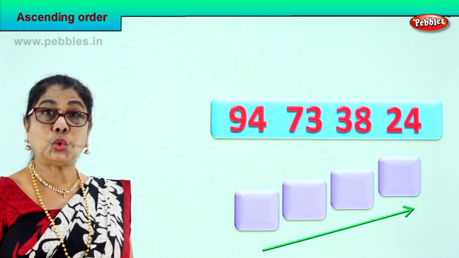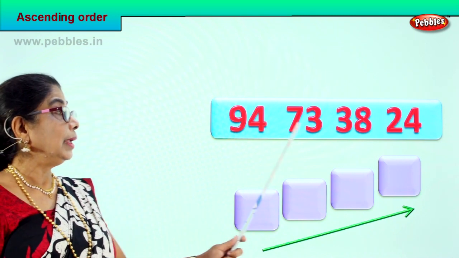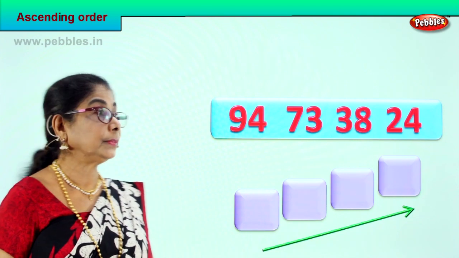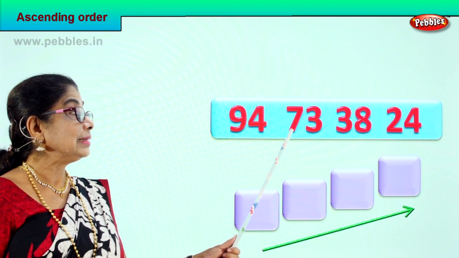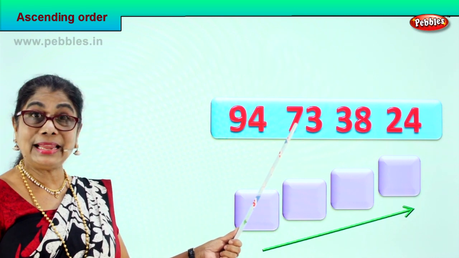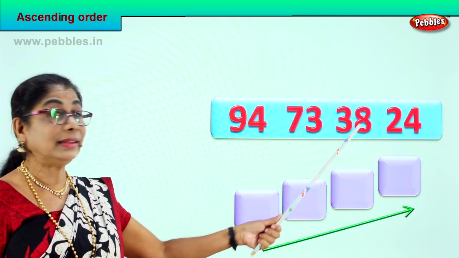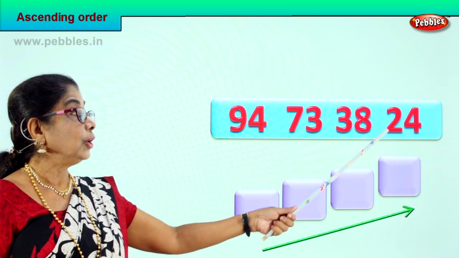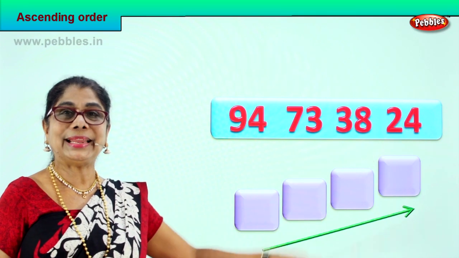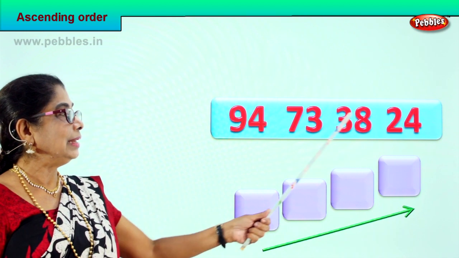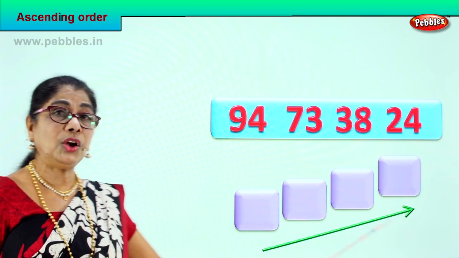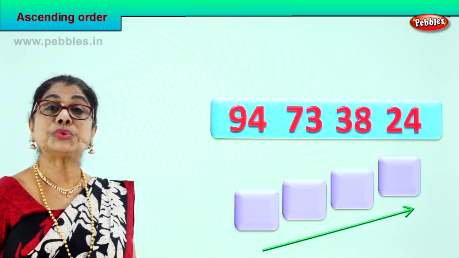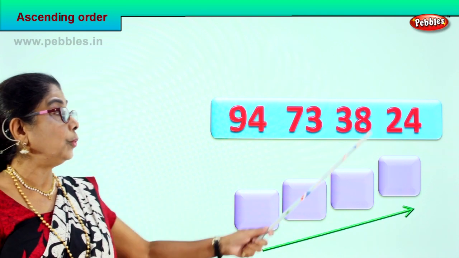Let's look at all the tens places in these 4 numbers. 94, 9 tens. 73, 7 tens. 38, 3 tens. 24, 2 tens. 2 tens, 3 tens, 7 tens, 9 tens. We are doing ascending order. We need to find the smallest number of the 4.